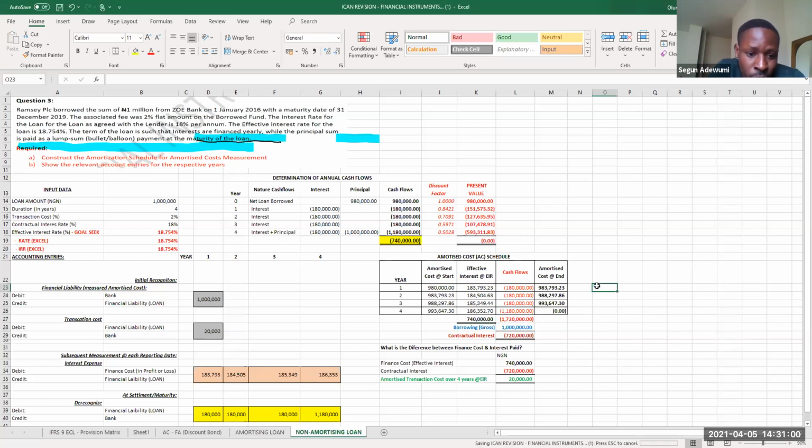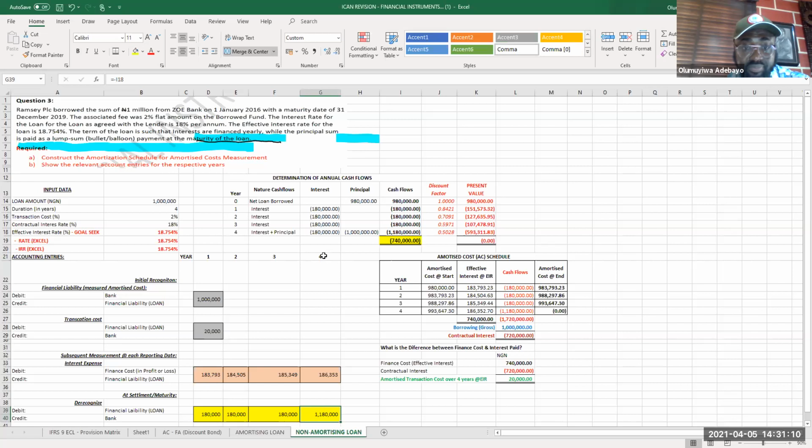Excuse me, sir, correct me if I'm wrong. I was thinking the recognition will only happen in the 4th year. Yeah, this is 4th year now. I'm surprised you're putting 180, and 1,180,000. This period, you paid your first interest at the end of year 1, second interest at the end of year 2, third interest at the end of year 3, and final interest and principal go hand in hand at the end of year 4. Is it not 4 years already? Yeah, I know it's 4 years.